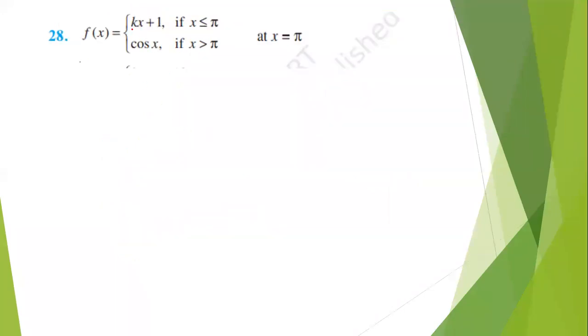Next one, try this. What will be the functional value at x is equal to pi? What will be f of pi? K into pi plus 1, correct? When x is equal to pi, you have kx plus 1. Isn't it?